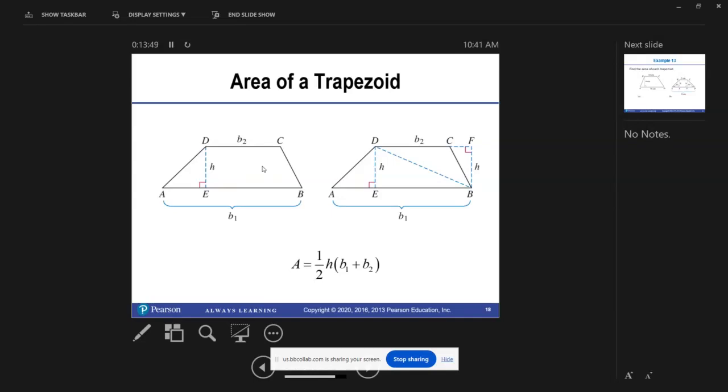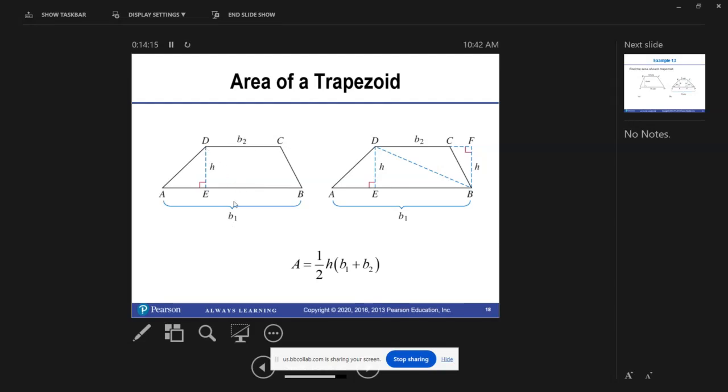Okay, then if you want to find the area of a trapezoid, you're going to take 1/2 times the height times the sum of the bases. So B1 plus B2 are the sum of the bases. Your bases are the two sides of the trapezoid that are parallel. So you can see where AB is labeled as B1 and DC is labeled as B2.